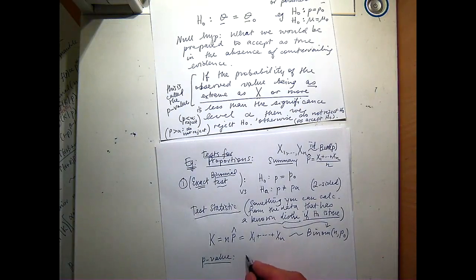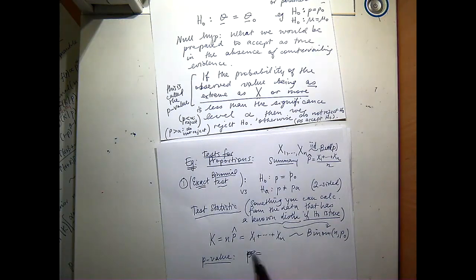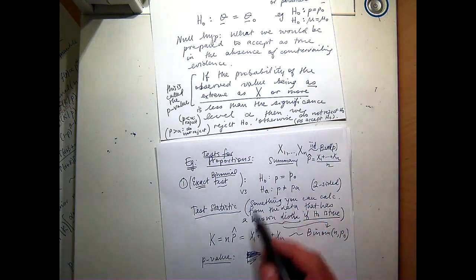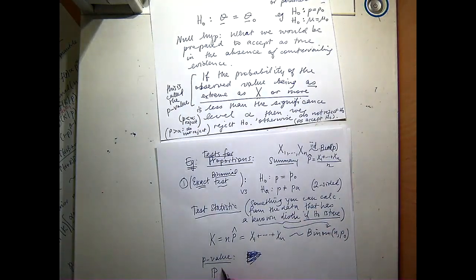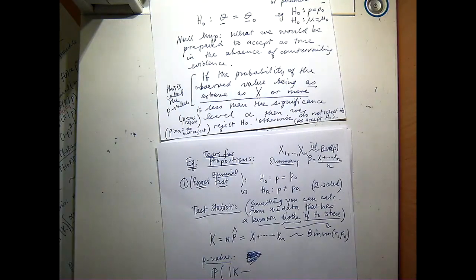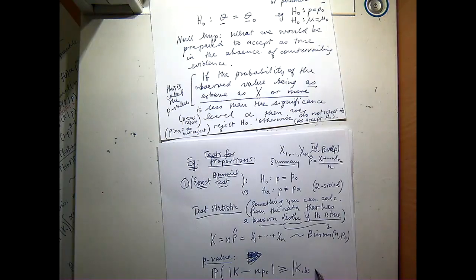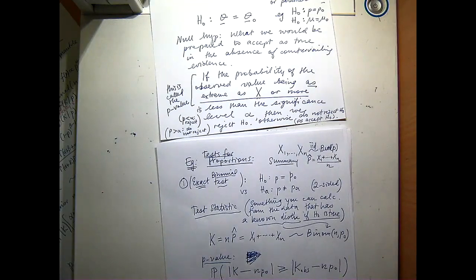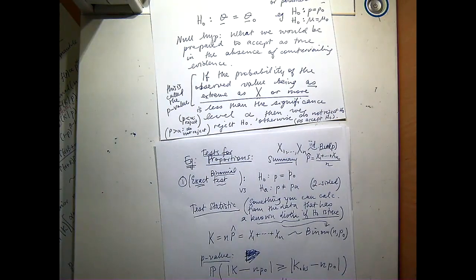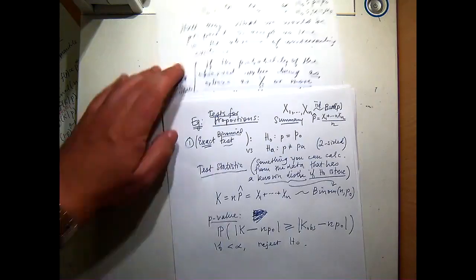So I have to do the p-value, which is going to get totally confused with little p there. So I'm just going to say the p-value is the probability that the observed k minus its mean, mean is our relevant centre, and that's np0, is greater than or equal to k, the observed value of k, minus its centre. So if less than alpha, we reject H0. Okay? So this is a funny kind of a thing.